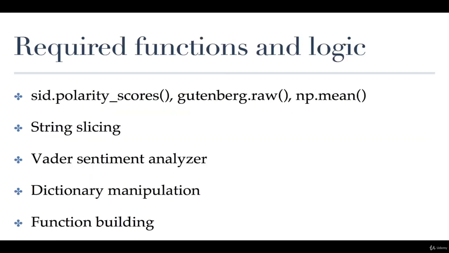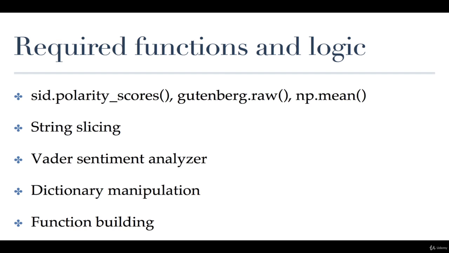So what you're going to need for this chapter is you need to use these three functions. Particularly, you're going to have to do sentiment analysis with Vader like we've looked at before. So this polarity scores function, and I'm extracting stuff from the Gutenberg raw text, and you'll need to use the mean, the average function in NumPy. There's going to be some string slicing you have to do. You have to use the Vader sentiment analyzer tool.